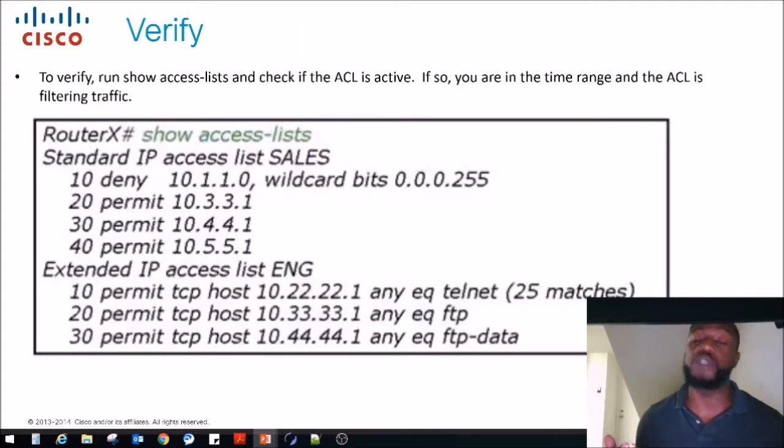Here's the same thing we do with standard access lists. We do show access-lists, and we can see our access lists. You'll see access lists like this. Extended comes below the standard ones, right? Here's our rules right here. This example right here says permit TCP traffic from the host 10.22.22.1. The destination is any, equal to Telnet. We've got 25 matches. When you see these matches here, that's when you know your access control list is working.